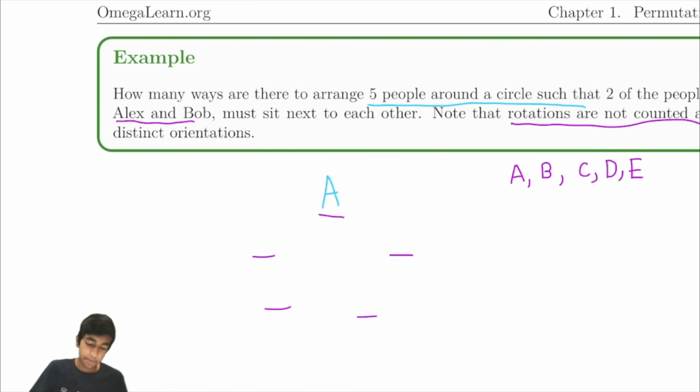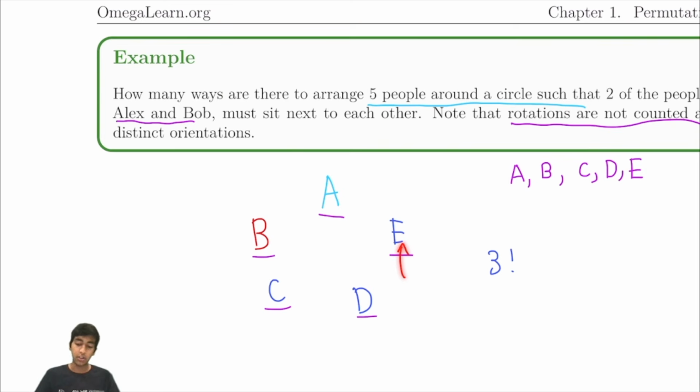So where can Bob be? Can Bob be here? No. Can Bob be here? No. Can Bob be here? Yes. Can Bob be here? Yes. So Bob essentially can be here or here, one of these two positions. If it was here, then how many ways are left? Well, now we've got 3 remaining people, C, D, and E. So 3 factorial ways to arrange those 3 people, right? It's just arranging 3 people. We've got 3 choices for this position, then 2 choices for this position, then 1 choice for this position. 3 factorial.